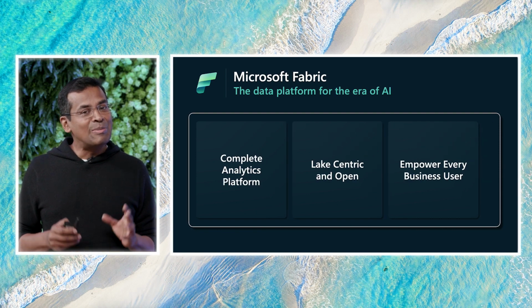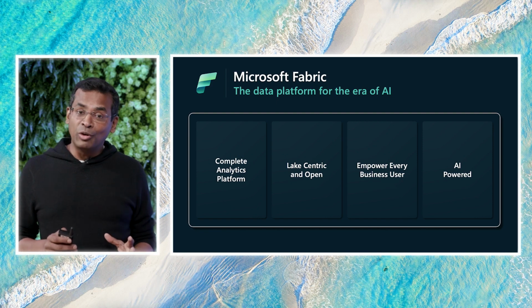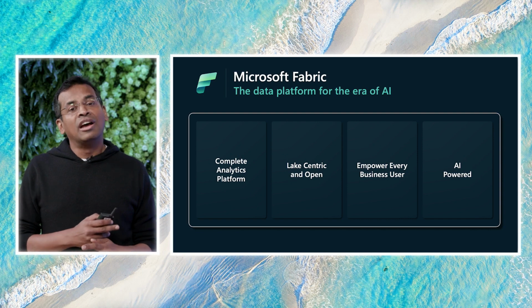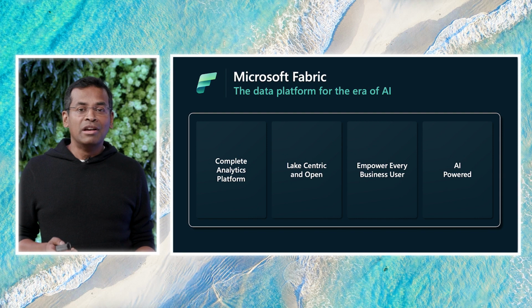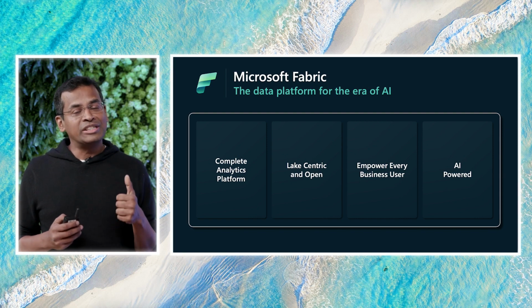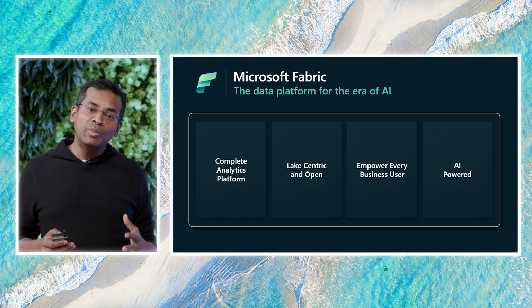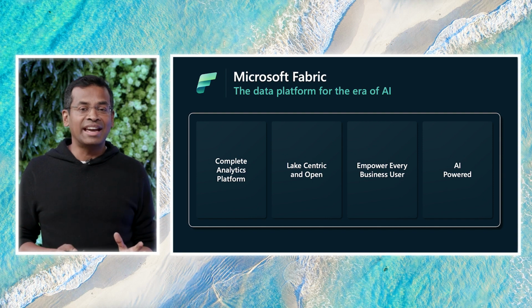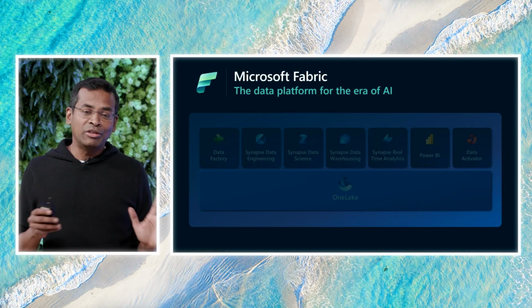And finally, perhaps the most exciting part is that it's AI-powered, right? And this is massive, folks, because what we're really doing is bringing the power of AI, bringing the power of large language models across all of your Fabric experiences. So Fabric is built from the ground up for the era of AI. You'll see Copilot experiences throughout. You'll see the ability to bring ChatGPT-type experiences to your data, and you'll also see the ability for you to be able to get amazing insights from all of your data. So this is what we're going to talk about today. With that, I'm going to give you a quick preview of the Fabric portfolio.